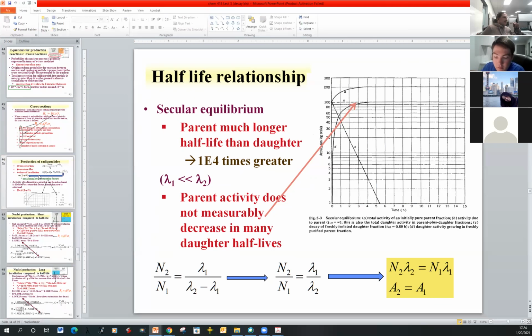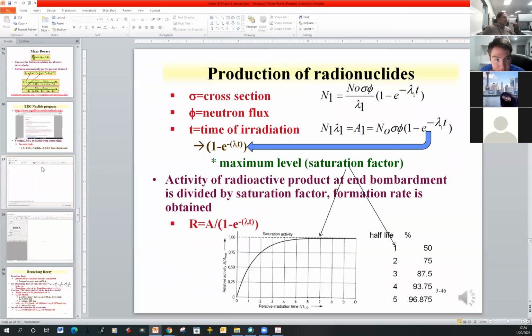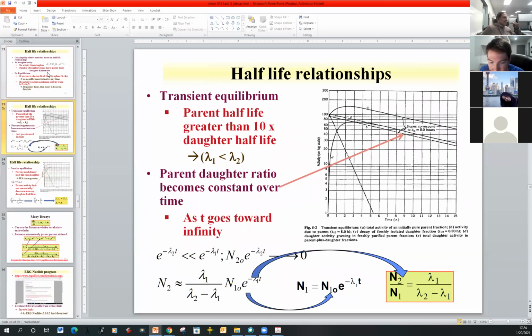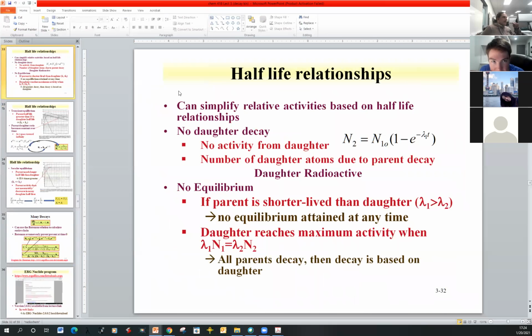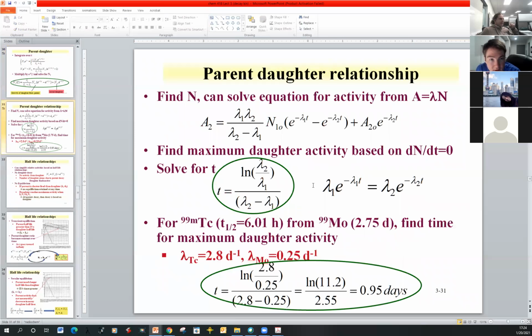But is this the figure you're interested in? Actually, I think if we go back, it's entitled Half-Life Relationships, and it says, can simplify relative activities based on half-life. Okay, right over here. So we do see, with no equilibrium, the daughter reaches a maximum activity when we have this equality here. And we also mentioned maximum activity of the daughter on the previous slide, I believe. Yes, and an equation was given for that there.